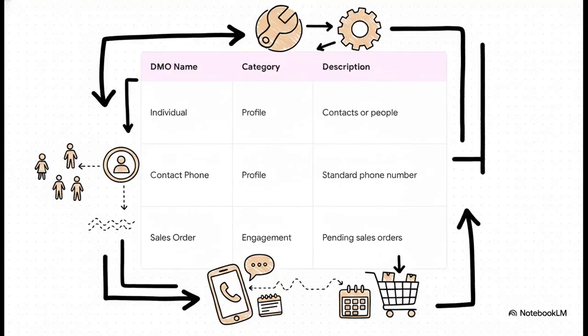Now, what's really interesting about this is you don't actually have to build all of these from scratch. Data 360 provides a fantastic array of out-of-the-box standard DMOs. Take the individual DMO, for example. It's a profile category specifically built for managing contacts and customers. Or the contact point phone DMO, which standardizes phone numbers across your entire organization. And for engagement, you have standard DMOs like the sales order DMO to represent all your current and pending orders. Having these pre-configured models gives you a massive head start.